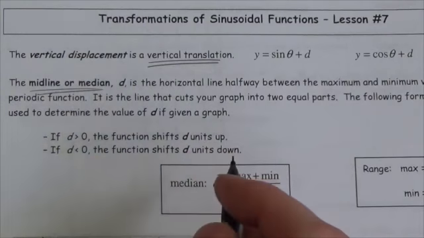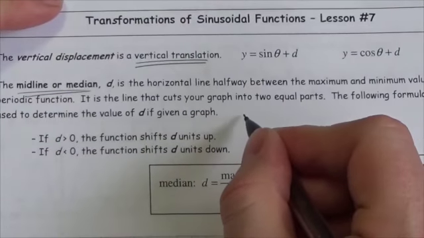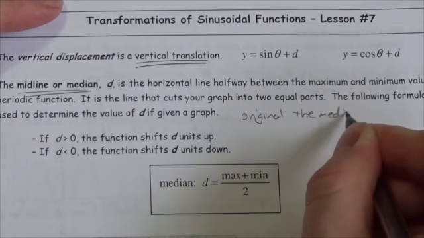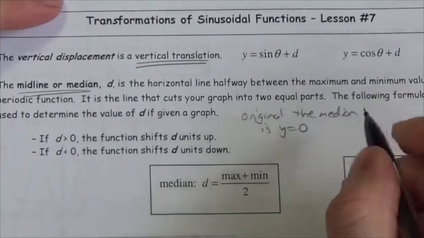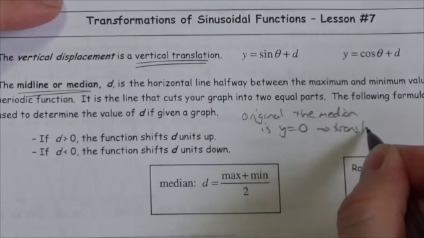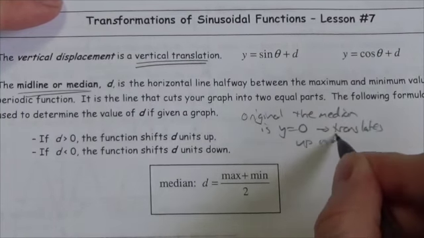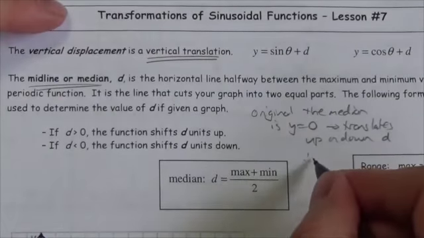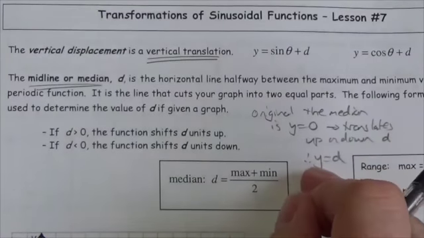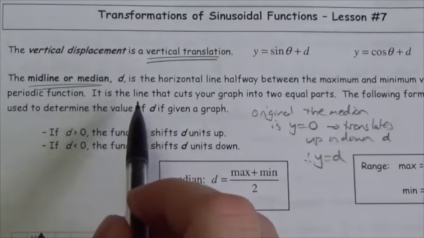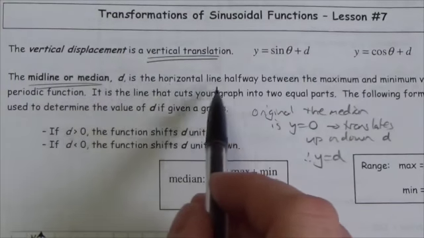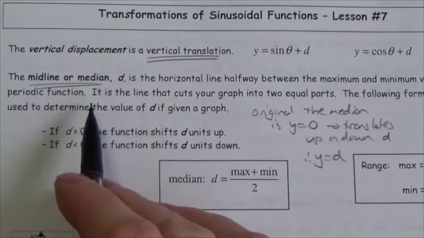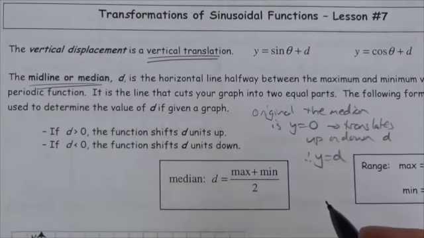Think of it like this: on the original, the median is y equals 0, but then it translates up or down by D units. And so now the equation is going to be y equals D. That will be the middle. D is the line halfway between the maximum and minimum values, and we're going to see that in just a second. It's the line that cuts your graph into two equal parts.